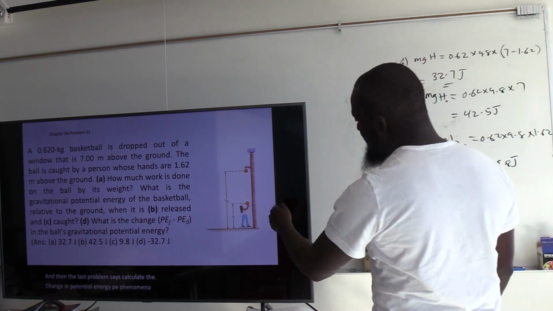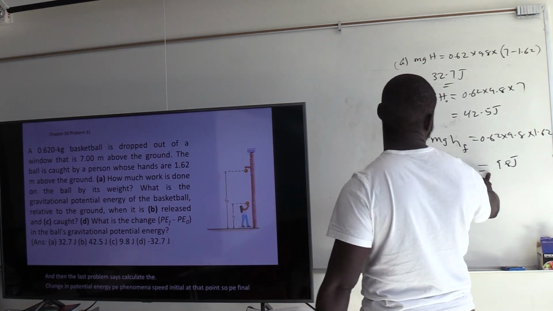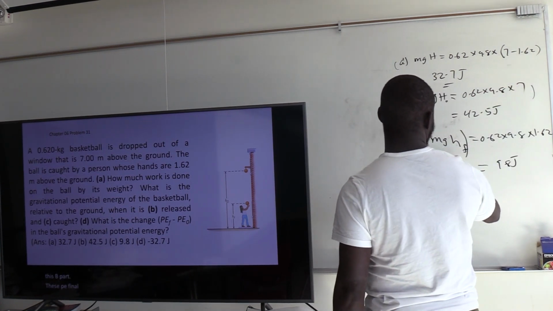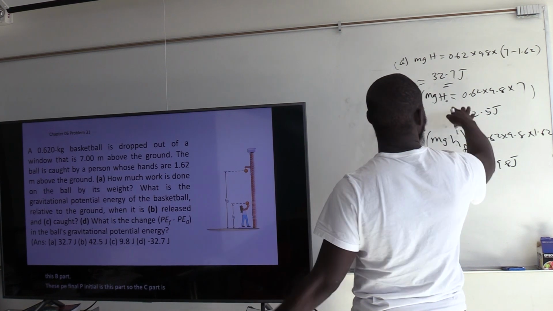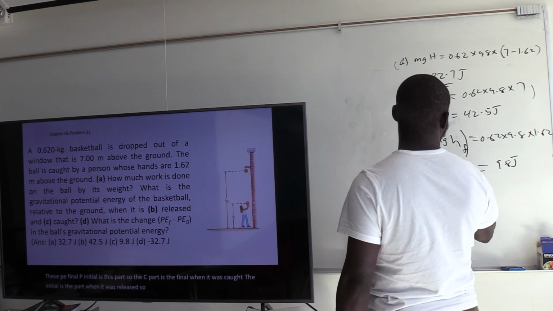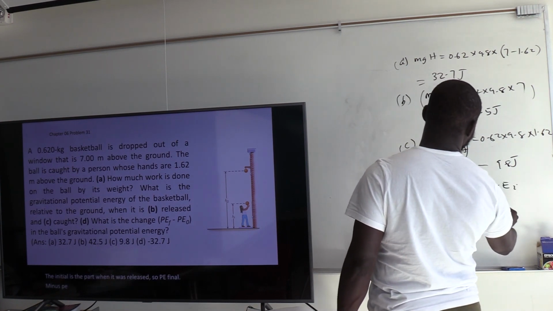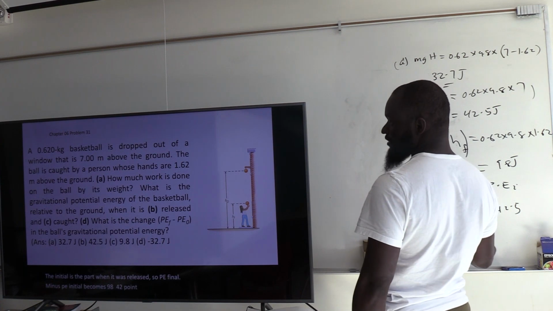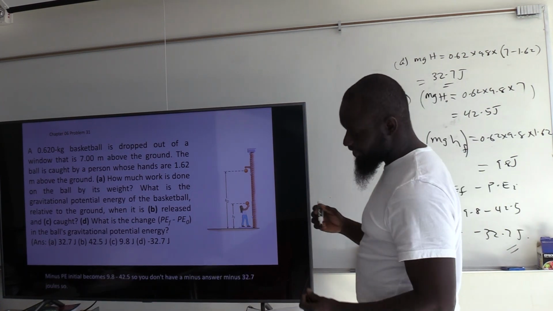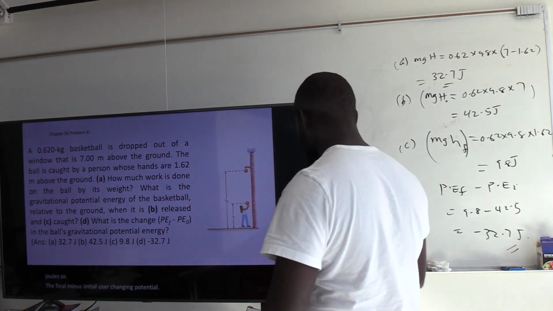And then the last problem says calculate the change in potential energy, PE final minus PE initial at that point. So the C part is the final when it was caught, the initial is the B part when it was released. So PE final minus PE initial becomes 9.8 minus 42.5. So you're going to have a minus answer, minus 32.7 joules. So the final minus initial gives you your change in potential energy. So that's how you get that part right there.